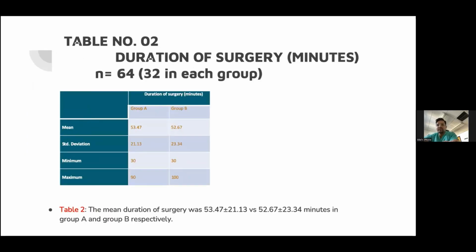Next, the duration of surgery. Here you can see as well, there is not much difference between group A and group B. The mean time is 53.47 in group A versus 52.67 in group B, with a standard deviation of 21.13 versus 23.34. Minimum time was 30 minutes, the same in both, and maximum time was 90 minutes in group A and 100 minutes in group B. So there is not much of a difference in duration of surgery. It should not impact our results much. Next slide, please.